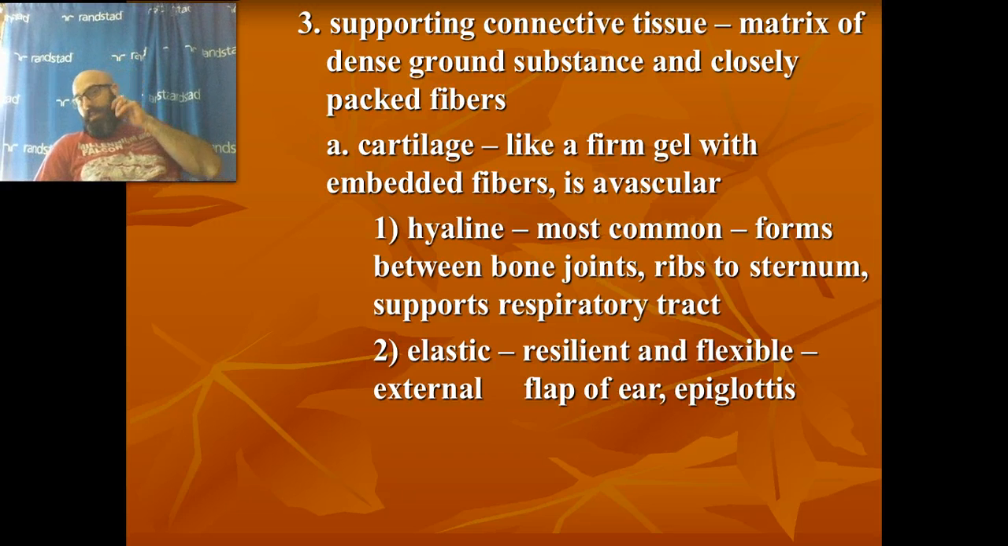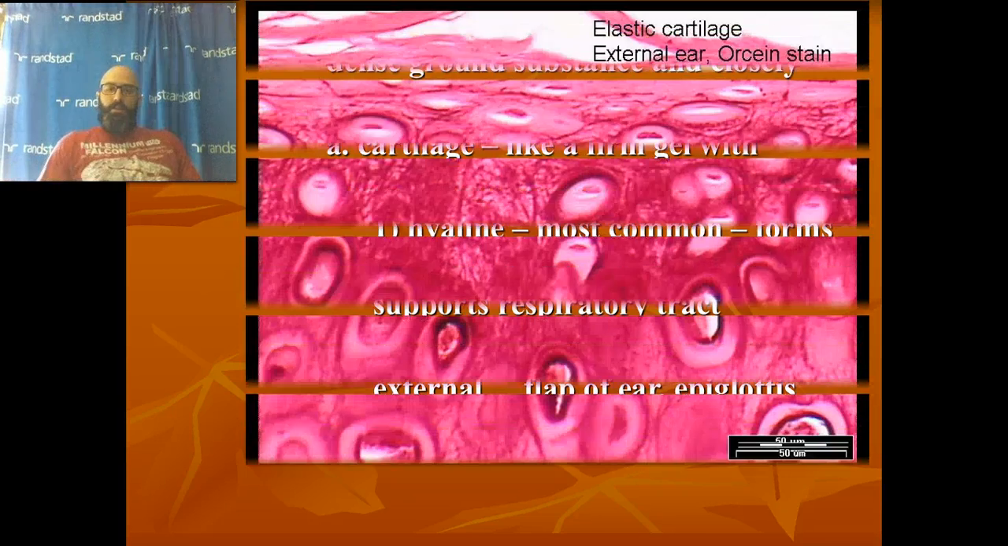It makes up the external flaps of your ears. Your epiglottis. Your epiglottis is essentially the lid over your trachea. So when you swallow liquids or food or something like that, it slams shut over the top of your trachea, so food doesn't get down into your trachea and you choke to death.